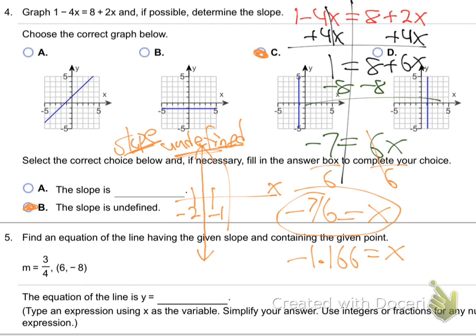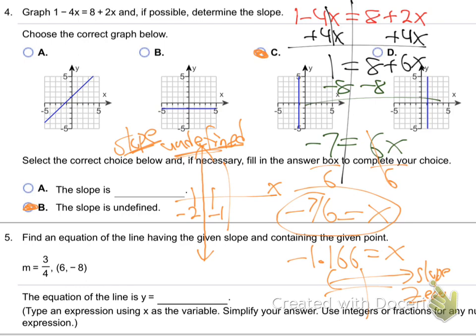What about if you have a graph that is flat, like this? What's the slope on that? That would be 0 slope, wouldn't it? If you have a flat line. All right, let's move on. We good there? Questions on that one? Let's start number 5.